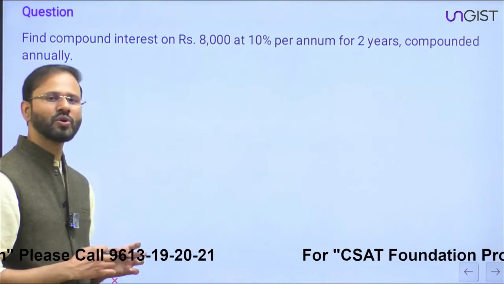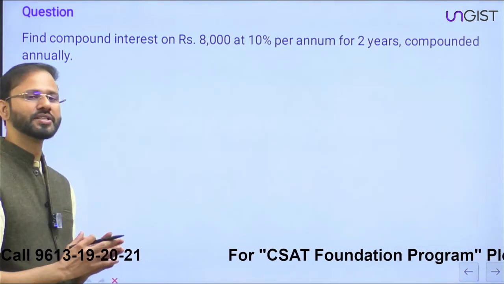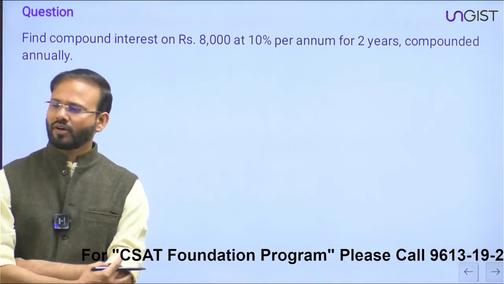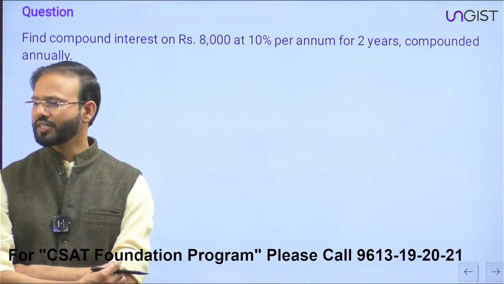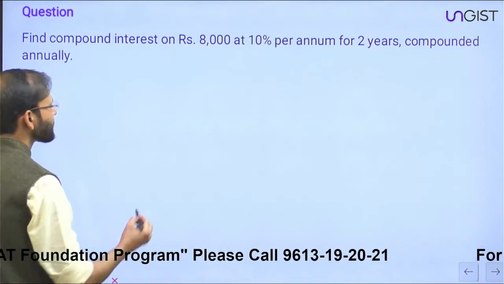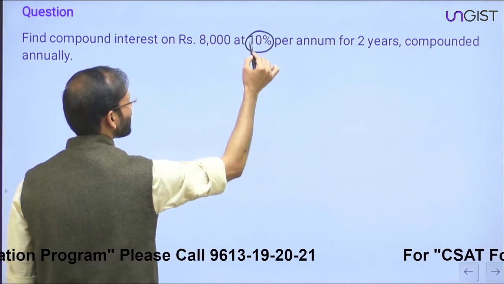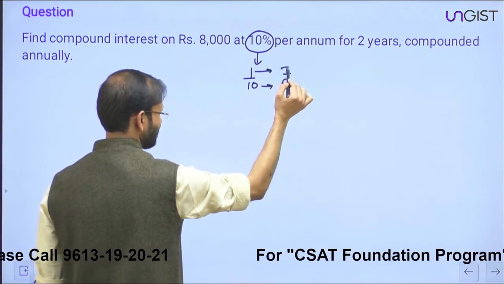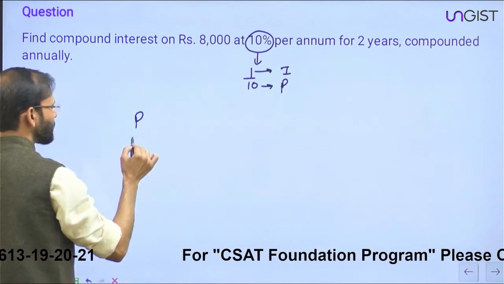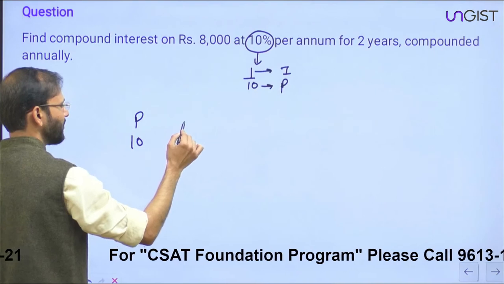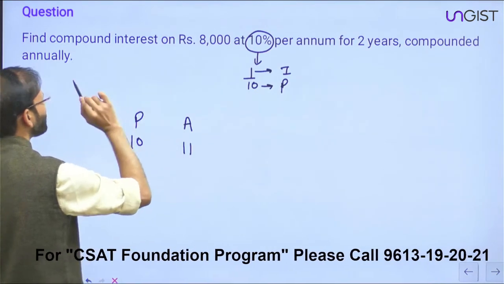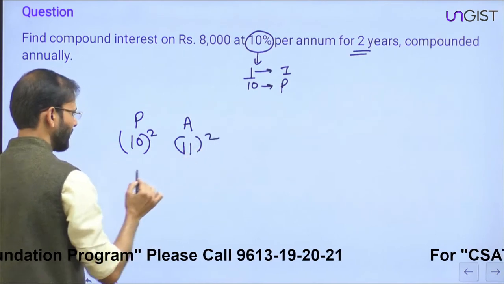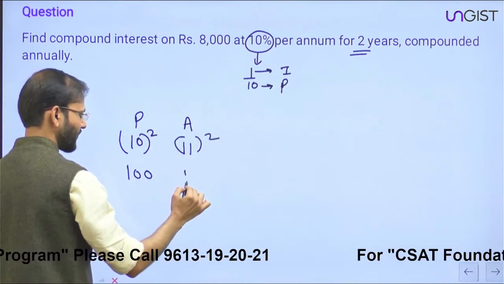The question is saying, find out the compound interest on ₹8,000 at the rate of 10% per annum for 2 years compounded annually, right? So guys, 10% is actually 1/10, right? So I'll assume the principal as this, and obviously this is the interest, right? So the principal I have assumed is 10 and the interest is 1, so 10 plus 1 will be 11, so the amount will be 11. And they are talking about how many years? They are talking about 2 years. So the square, right? So 121.